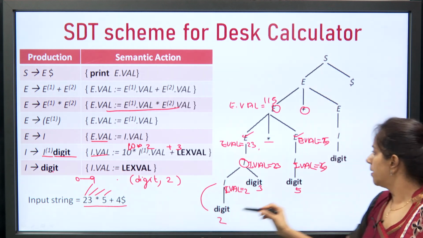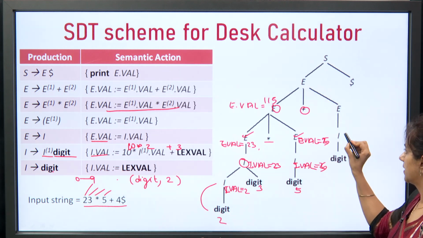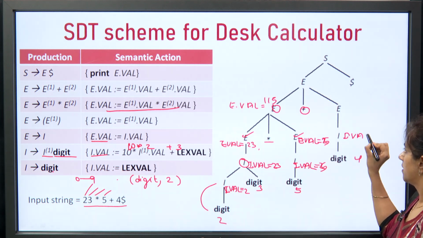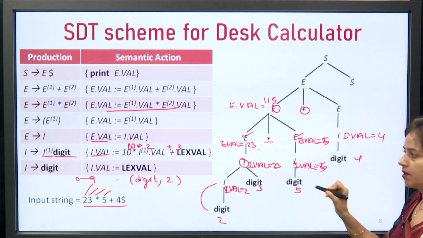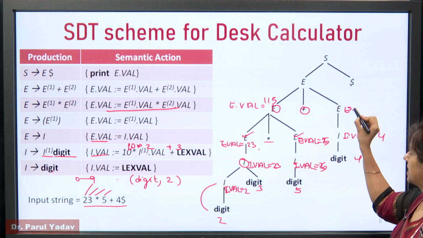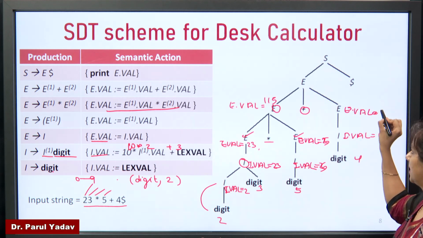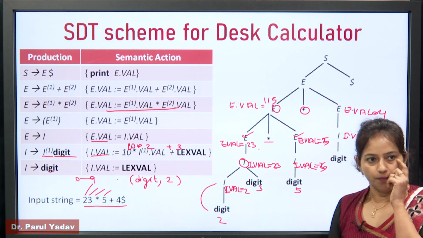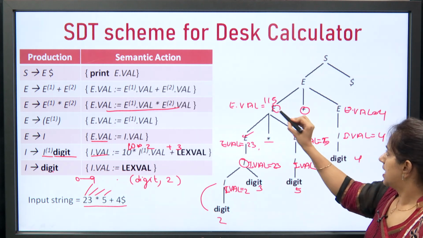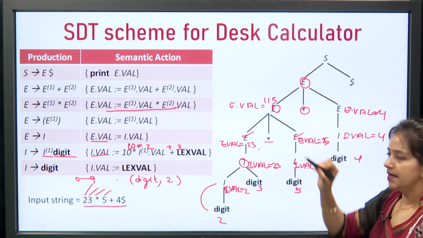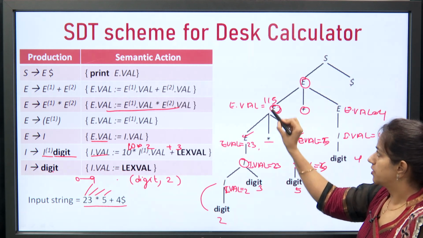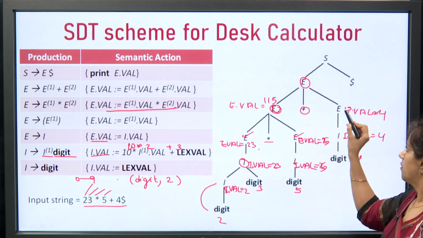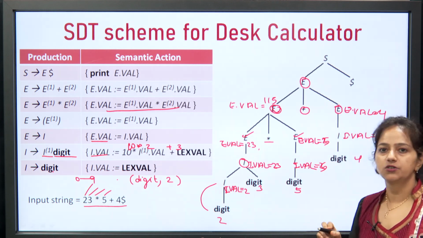Next is 4, so again we will calculate I dot val using the same rule and semantic action, and here we will get 4, and again here we will get E dot val is equal to I dot val. So, this is equal to 4. Now, next is this E plus E is reduced to capital E. So, here the value of translation corresponding to this non-terminal and the value of translation corresponding to this non-terminal.